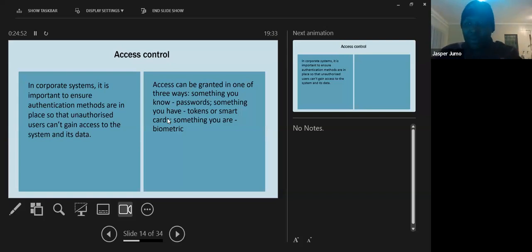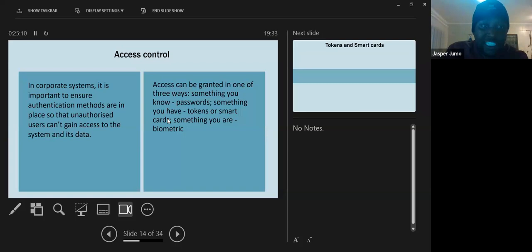So get this, we are saying access control can be in three ways, right? It can be something that you know, which is your password. It can be something that you have, which is a token or smart card, or it can be something that you are, which is biometric. So let's look in detail at some of these.